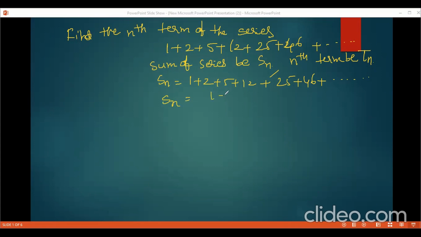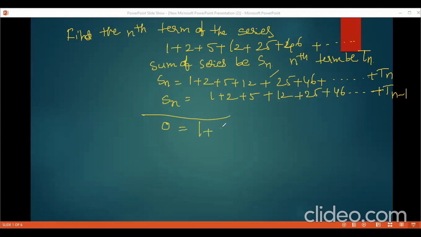Just you have to write 1 plus 2 plus 5 plus 12 plus 25 plus 46 and so on. Okay, this is up to Tn. This is up to Tn minus 1 term. Now what you do? Just subtraction. 0 is equal to, what do you get? 1 plus 1 plus 3 plus 7 plus 13 plus 21, plus so on, up to how many terms? Up to n terms.